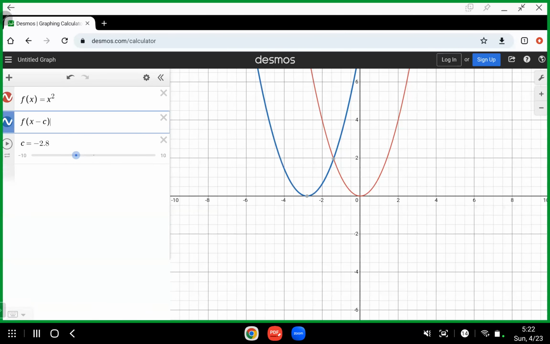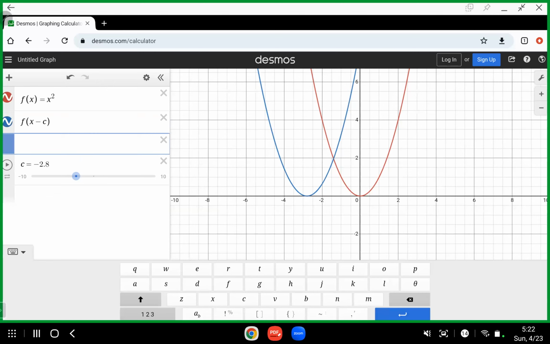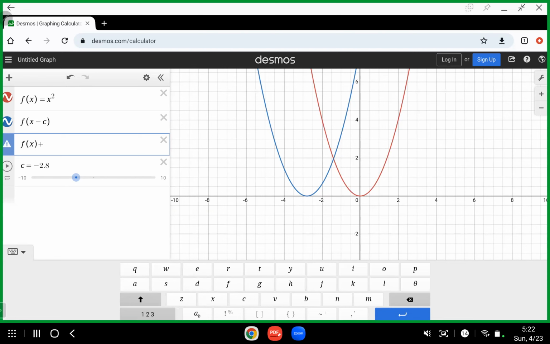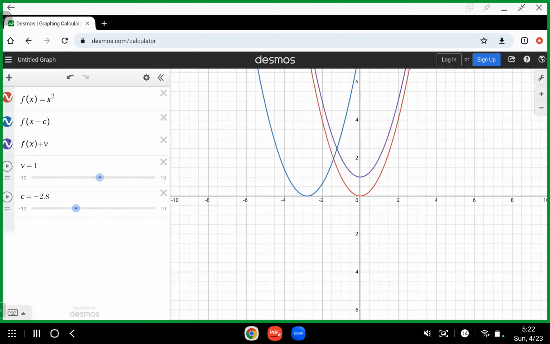So if I add another slider here, f of x plus, let's say v. And as you can see, when it's positive, it just shifts up. When it's negative, it shifts down. So it's very intuitive here.